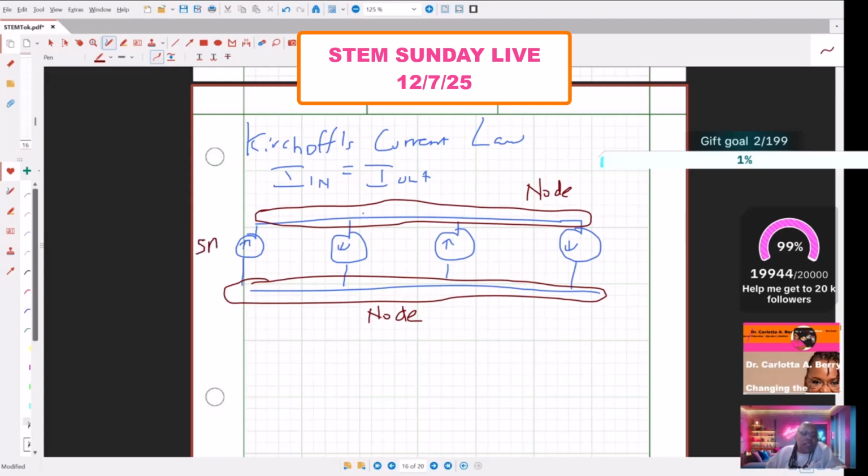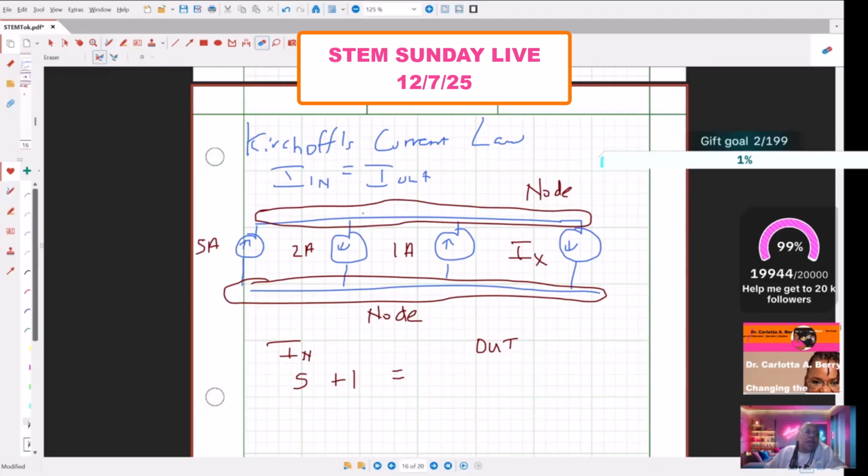So if I tell you that this is 5 amps, 2 amps, and 1 amp, and then my question to you is, what is IX? Okay. So we have 5 amps going in the top node. And then we have 2 amps coming out of the top node. And then I have IX coming out. Okay. So going inside that top node, I have 5 plus 1. Coming out of that top node, I have 2 plus IX. I want you all to tell me what IX is.